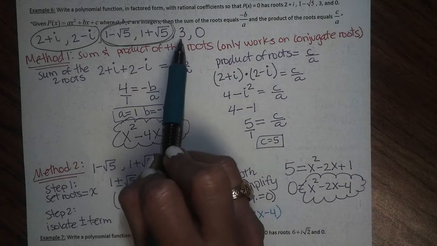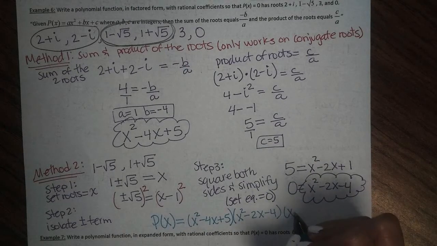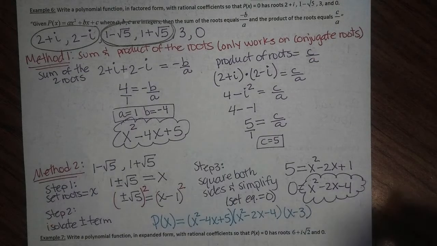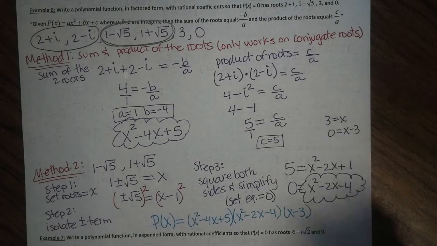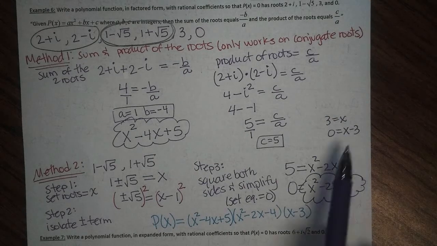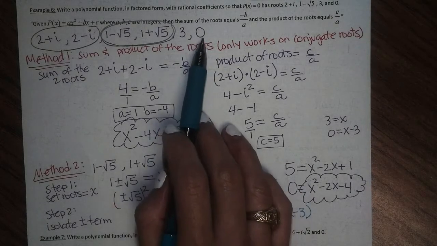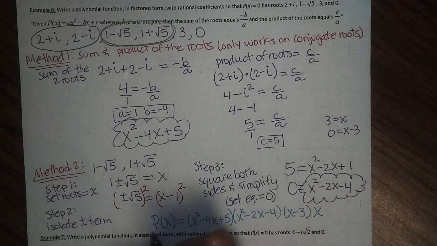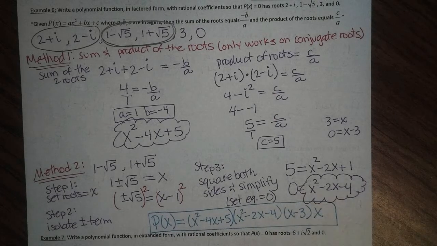So if 3 is a root, that just means that x minus 3 is a factor, because you can just set your 3 equal to x, and set this equation equal to 0. Just kind of what I did earlier. So that means that x minus 3 is a factor. And finally, same thing. If 0 is a root, that just means that x is a factor. So now this whole thing is your final answer for number 6.